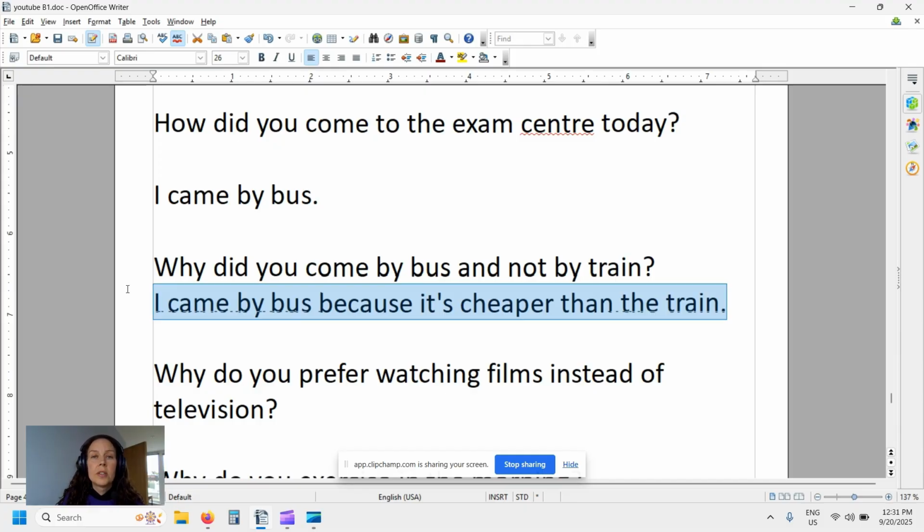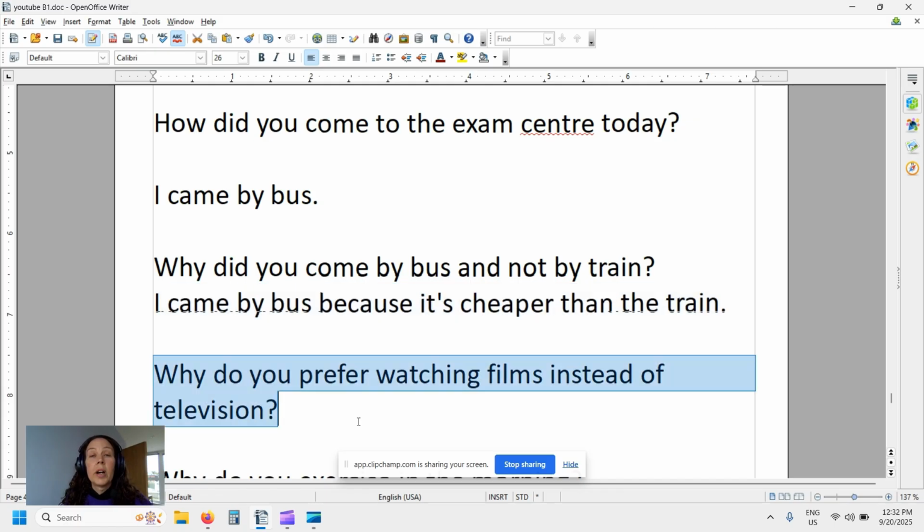You could have used this answer at the beginning. If the examiner asks you, how did you come to the exam center today? You could give them this long answer at the beginning. I came by bus because it's cheaper than the train. If you do that, the examiner hears you giving reasons and they will check that off. They won't separately ask you a why question because they already heard you using the why form.